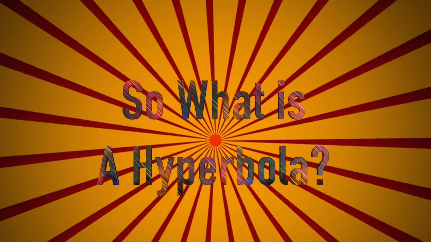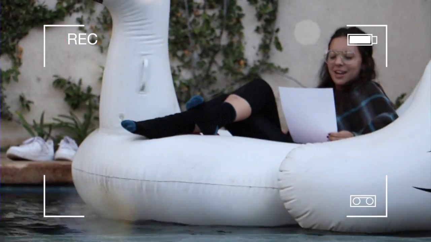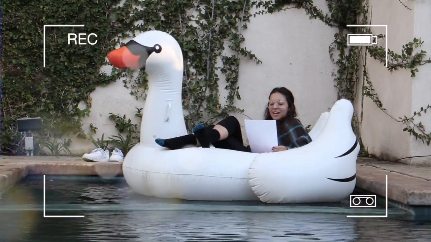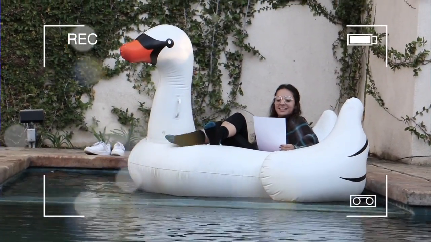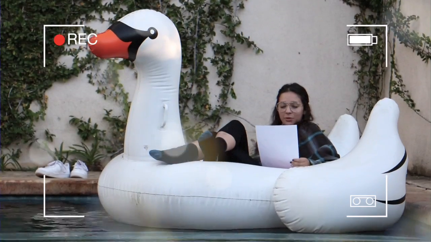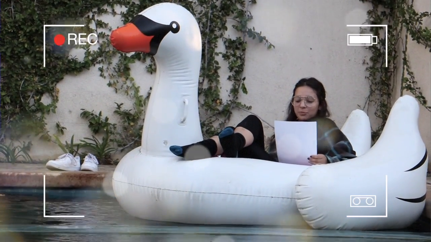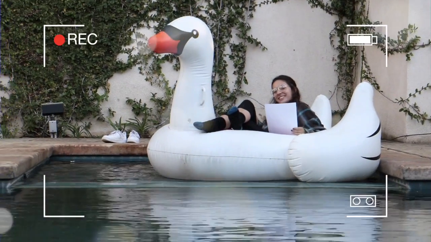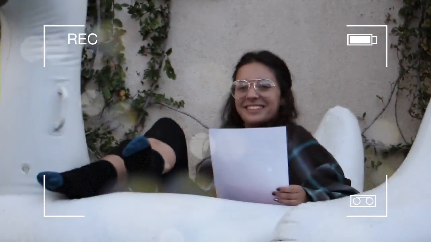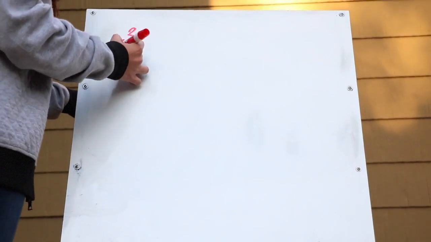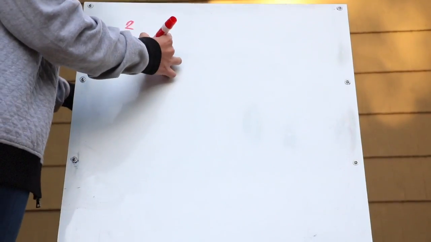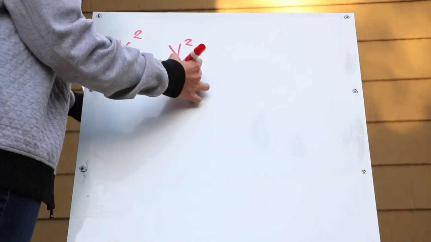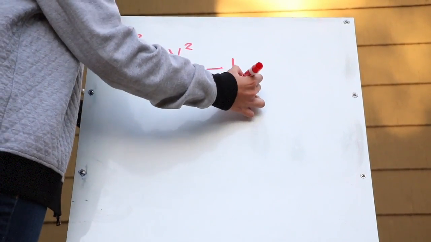So what is a hyperbola? The definition of the hyperbola is a set of all points on a plane such that the difference between the distances from the two fixed points, known as the foci, is a given constant. Knowing this, you can derive that the equation of a hyperbola is x squared over a squared minus y squared over b squared equals 1.